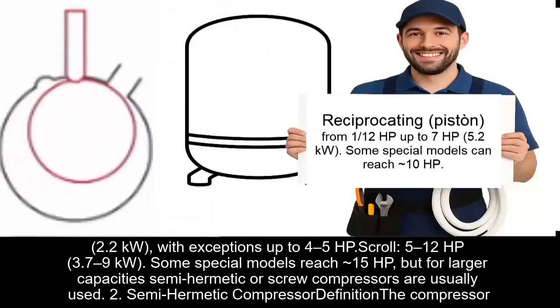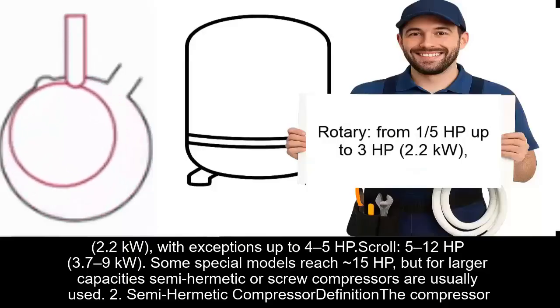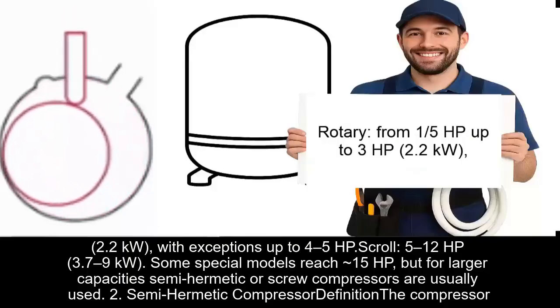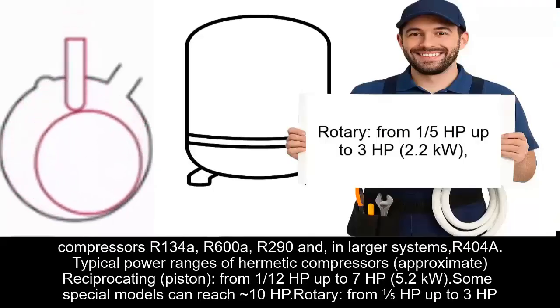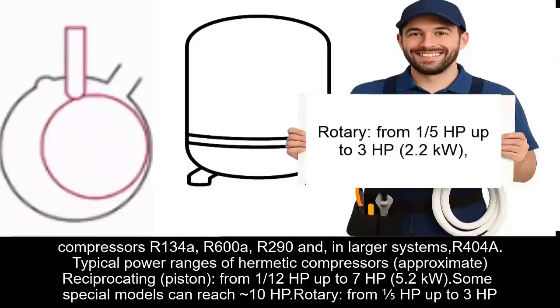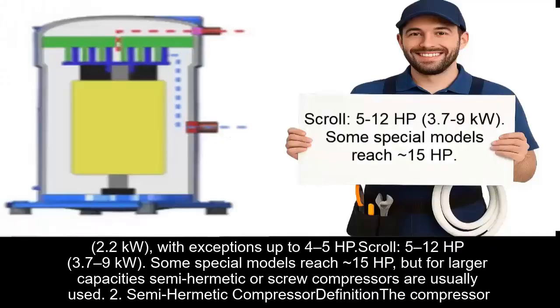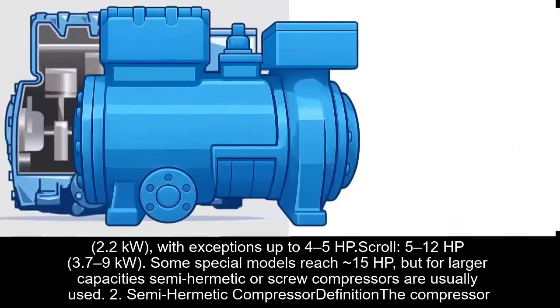Rotary, from 1/5 HP up to 3 HP, 2.2 kilowatts, with exceptions up to 4 to 5 HP. Scroll, 5 to 12 HP, 3.7 to 9 kilowatts. Some special models reach approximately 15 HP, but for larger capacities, semi-hermetic or screw compressors are usually used.